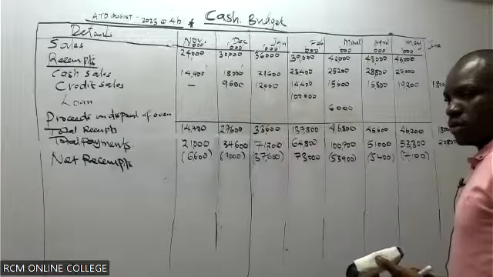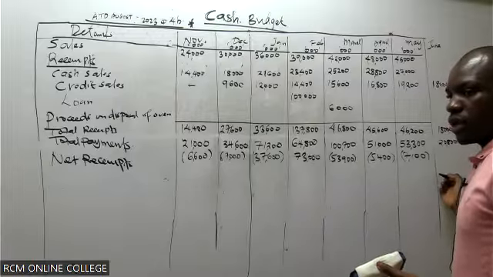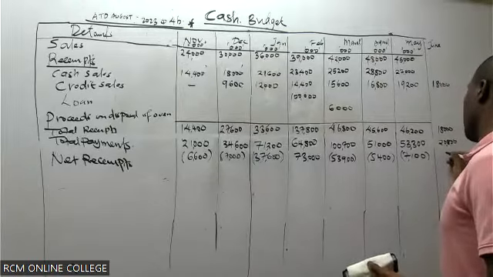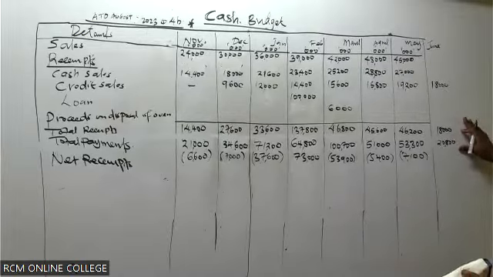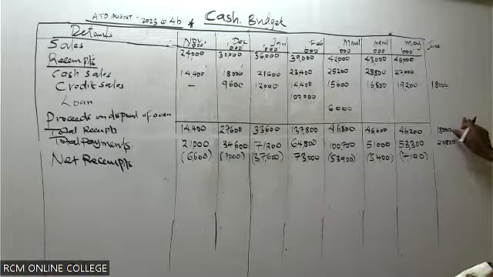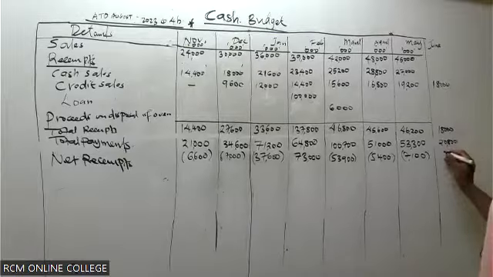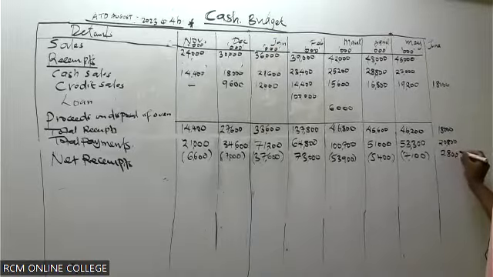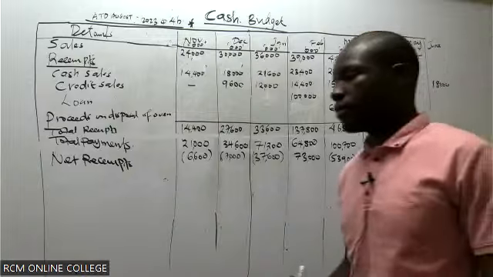How about June? June mtu anapata ngapi? June tunakuwa na ngapi? 7,100. June 20,800 minus 18,000 minus 2,800. Inakuwa 7,100 kweli? 2,800 negative. 2,800 negative, is it? So that's what we have.